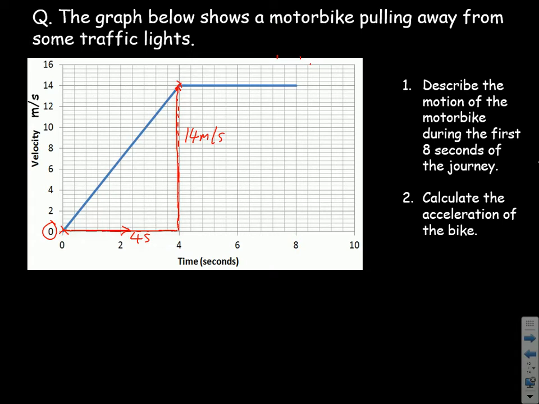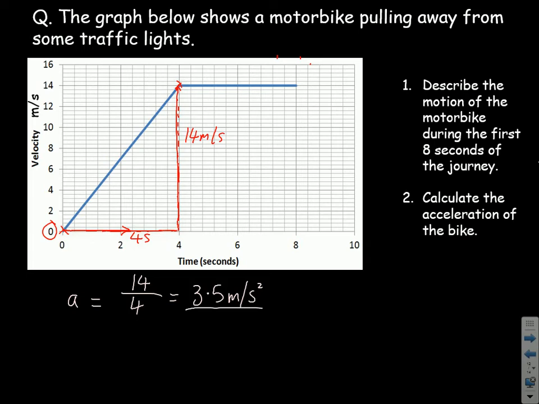So we have 14. So our acceleration equals our change in velocity, which is 14, over our time taken, 4 seconds, which gives us 3.5. Don't forget, you need to make sure you have your units. It is acceleration, therefore it is meters per second squared.